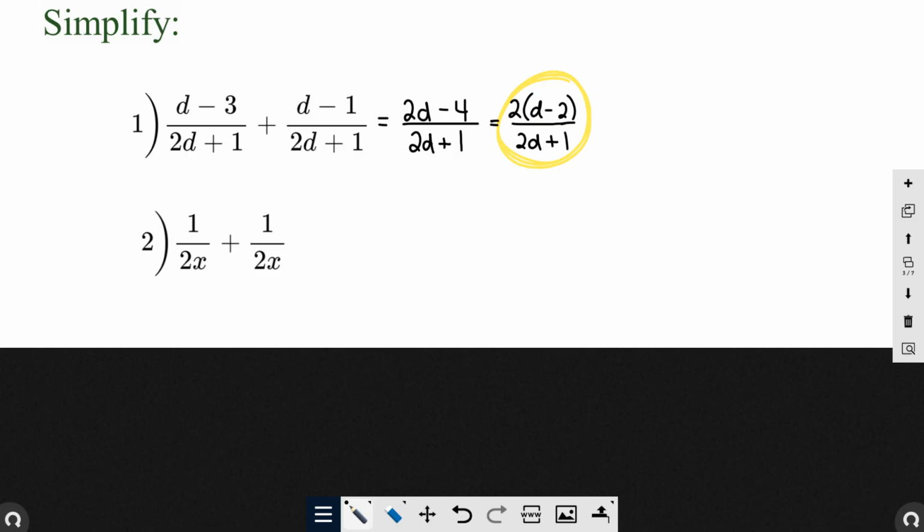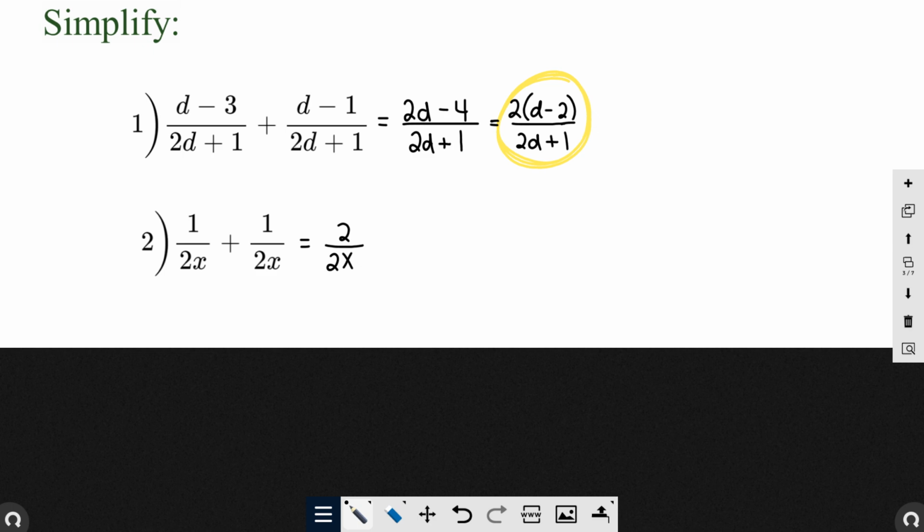All right, does anybody want to explain this one to us? What did you get? Anybody? So the denominators are the same. So we add up the numerator. So 1 plus 1 is 2. Are we done?